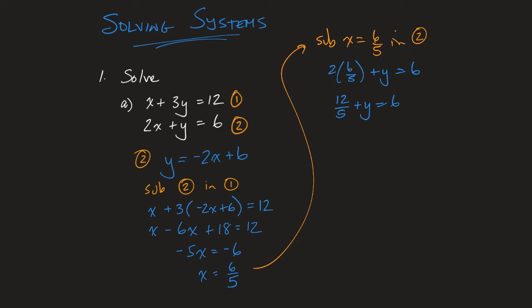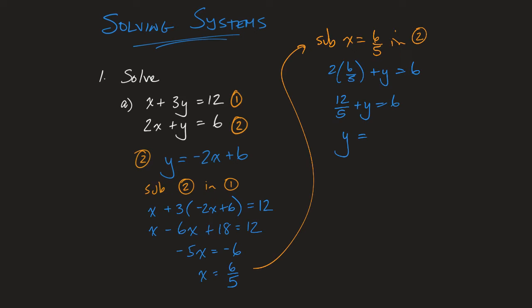Okay, now when I go to get my y all by itself, I think I should be able to get rid of that 12/5. That means I'm going to have to subtract 12/5. But that means I'm also going to need a common denominator with the 6.